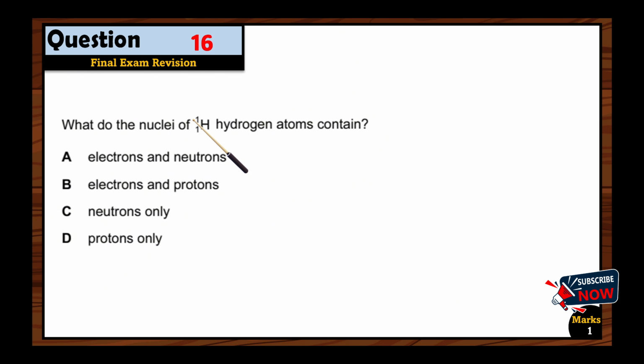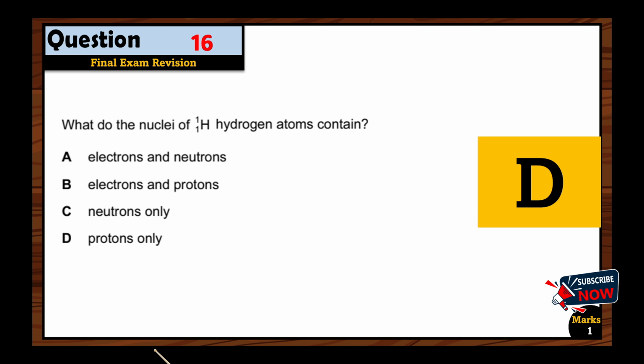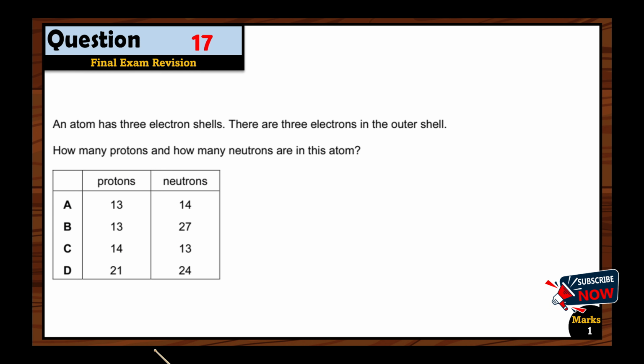We have no neutrons, because if we had neutrons, then it should not be 1. The proton number, the atomic number and the atomic mass are the same. It means we have only protons present in the hydrogen. So option D is right. In this isotope of hydrogen, we have only protons in the nucleus.